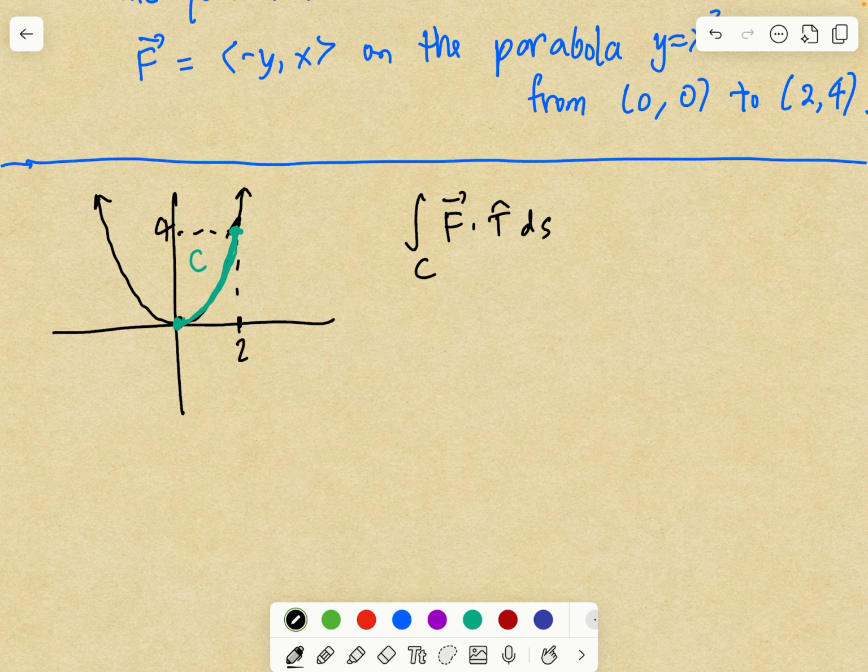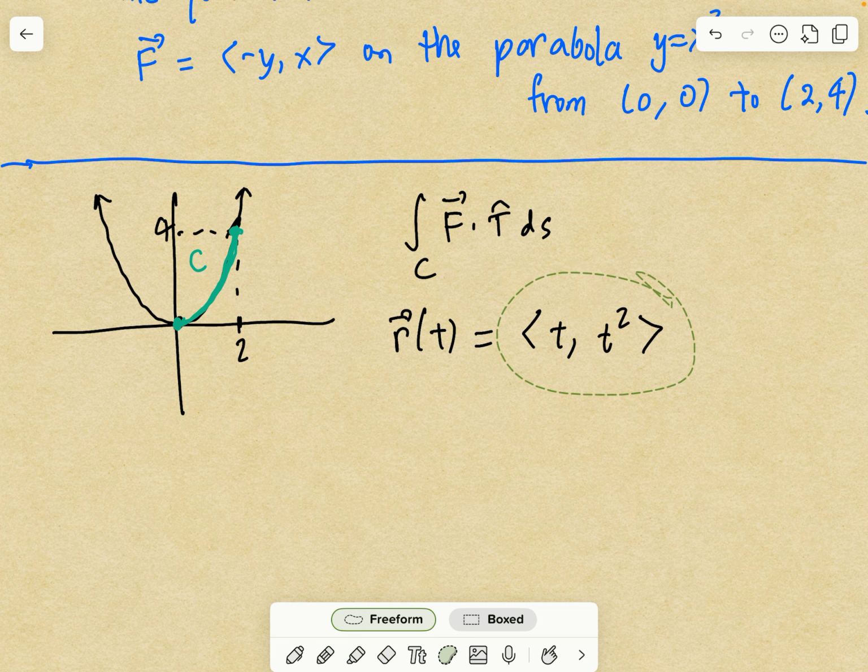So to figure out the r of t, one thing that is good to know is that whenever you have a function y equals f of x, you can just use t comma f of t. So in this case you can use r of t equals t comma t squared. Because if you imagine plugging in all the real numbers t into this function, you're going to get the entire parabola.